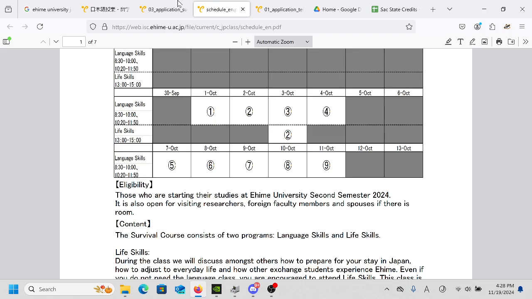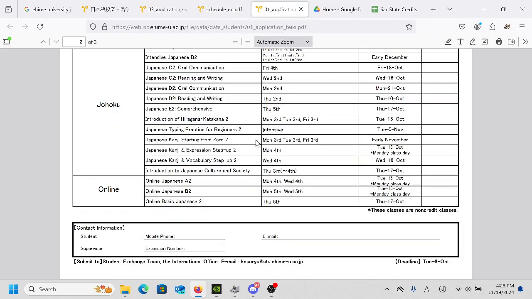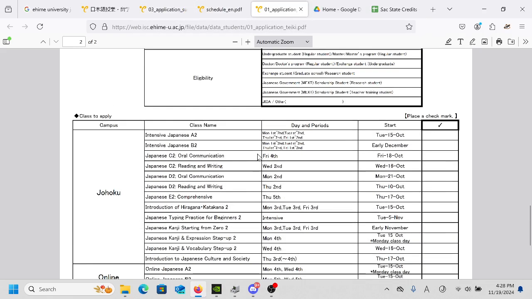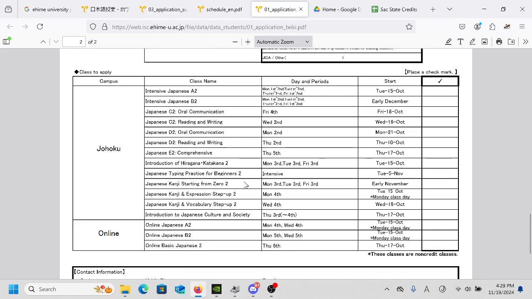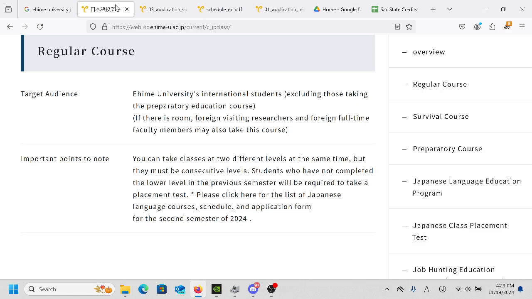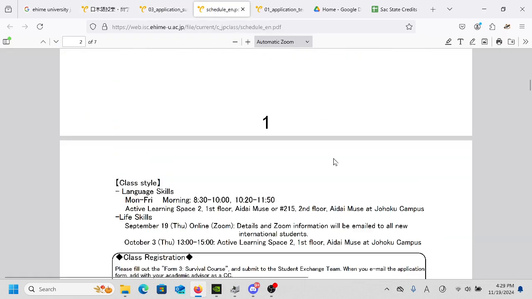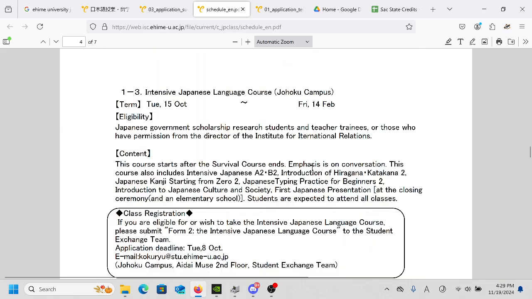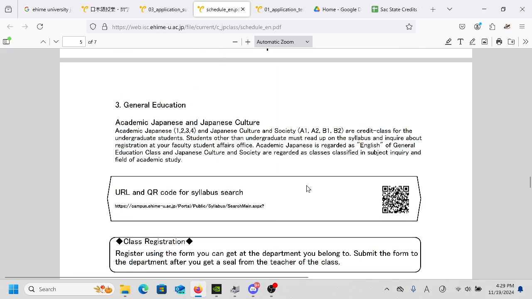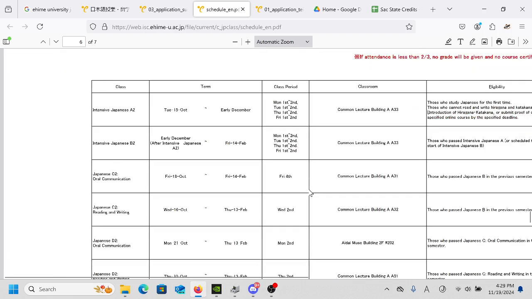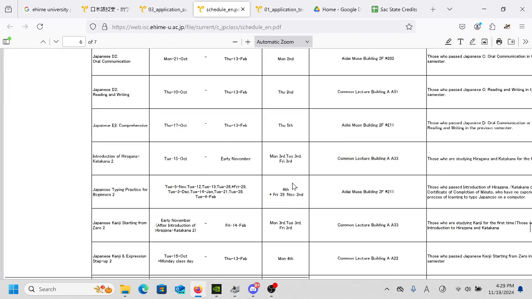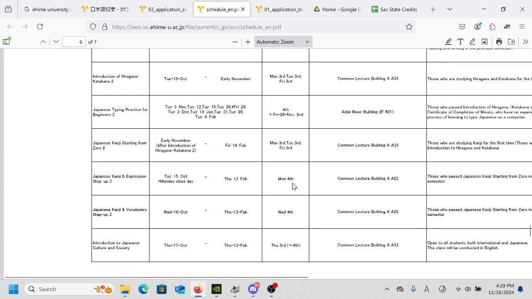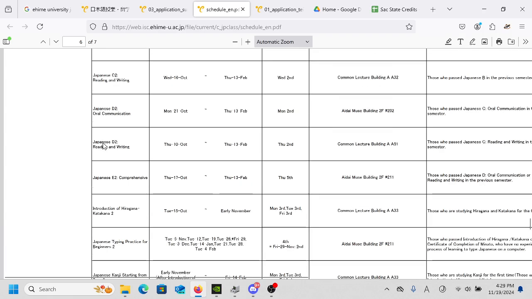Let's see. Let's go back. These are the regular classes. They're a semester long. So D2 and E2, let's see what that is. This is a good PDF. I'll go back up to the top. What's this? Here we go. They have this posted outside the office. So D2 and E2.